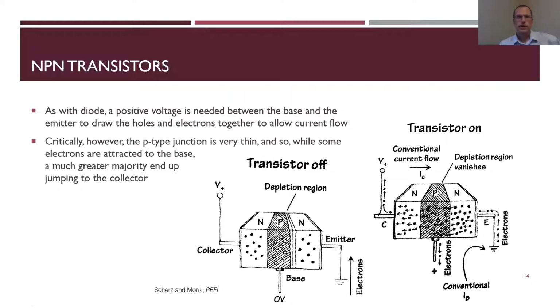In either event, I'm going to need some positive voltage between the base and the emitter to make the holes and the electrons come close enough together that they can jump over, specifically that the electrons can jump over that depletion region. So if the transistor's off, I have this fairly big depletion region. It's too big for any of these electrons on the right to jump into those holes, so nothing is really happening.